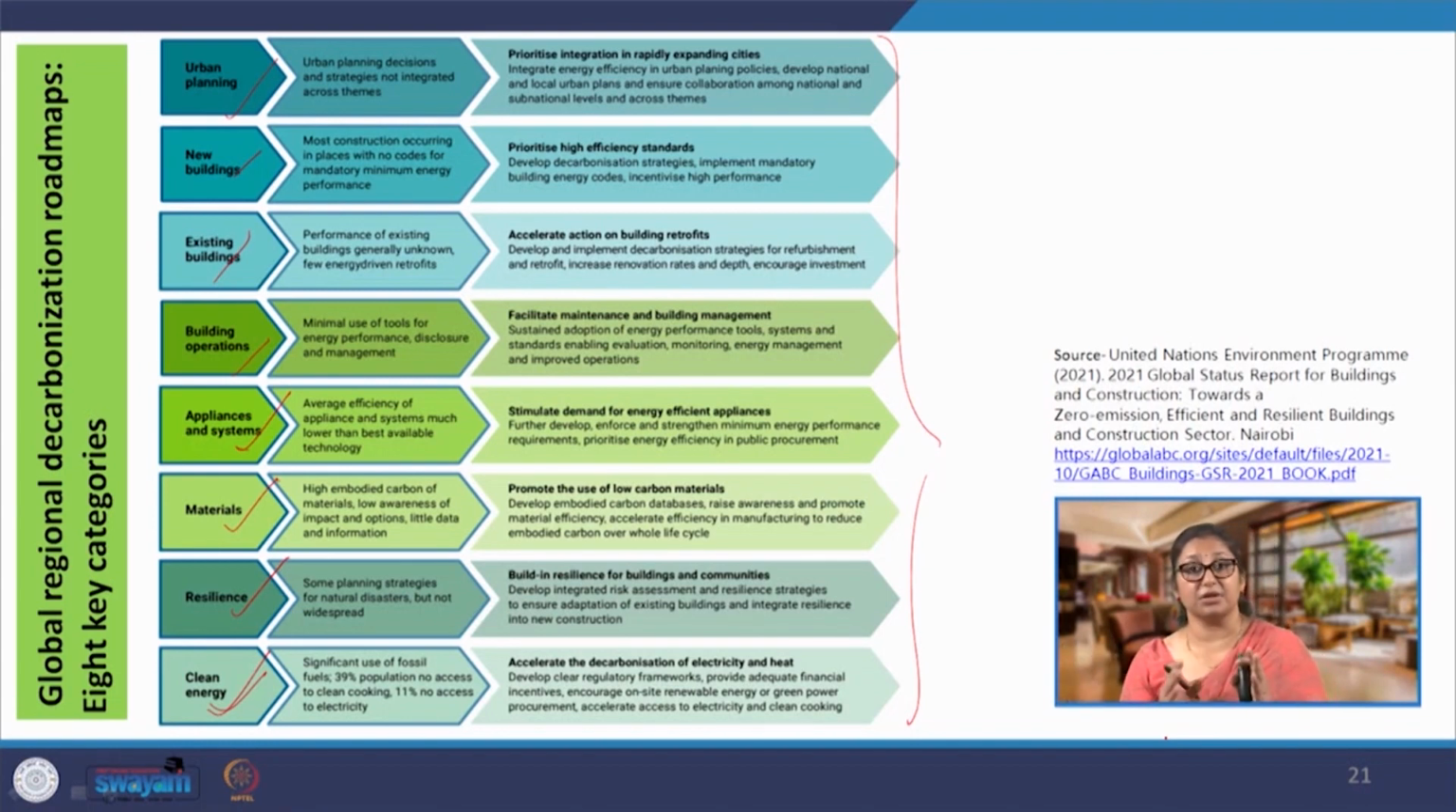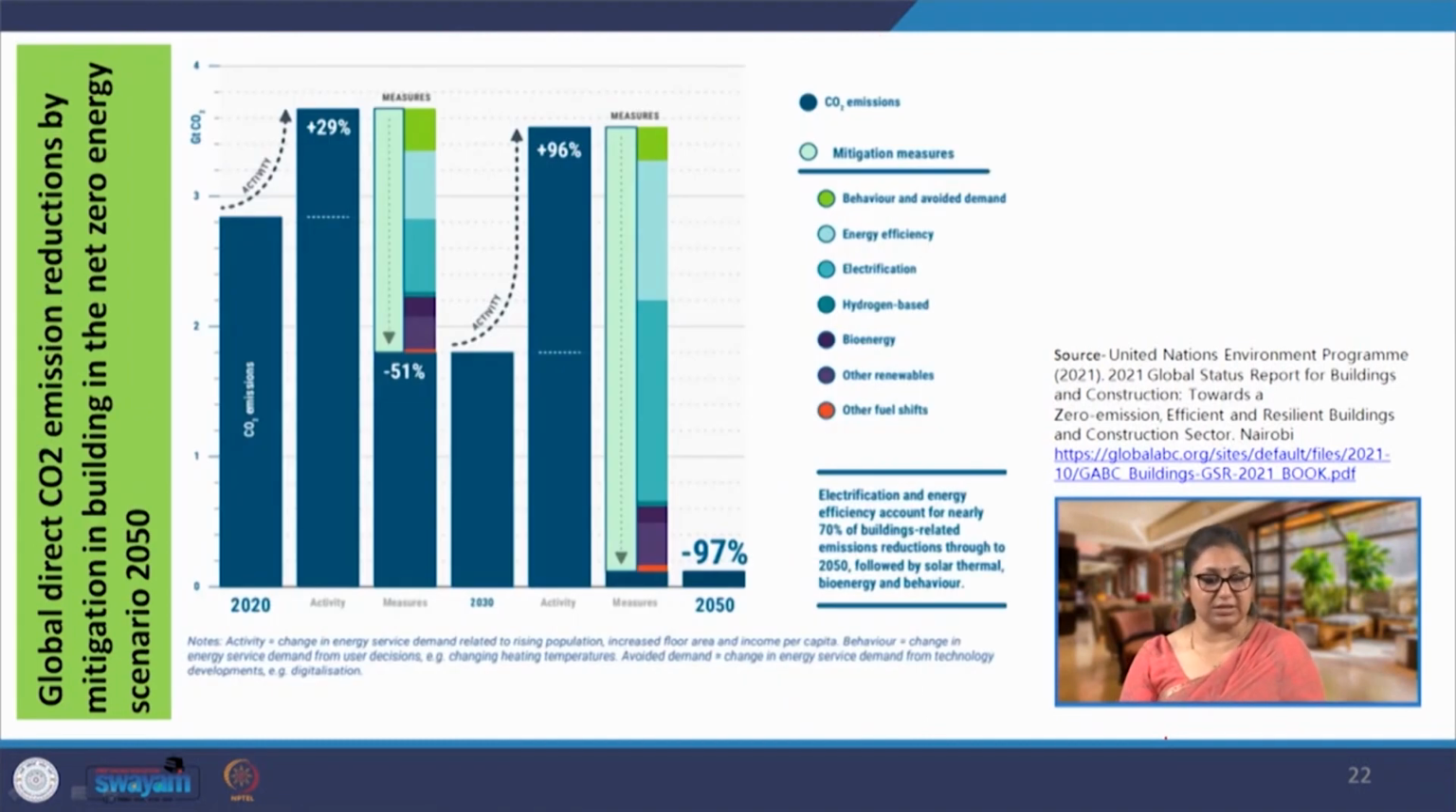Now, this is a huge task, a Herculean task that we are looking at, but it is possible. If we are able to implement all these mitigation measures, then by 2050 we can aim towards a net zero emission building and construction sector and industry. If we have a net zero emission building and construction industry, it will be a significant reduction in the overall GHG emissions of the world.